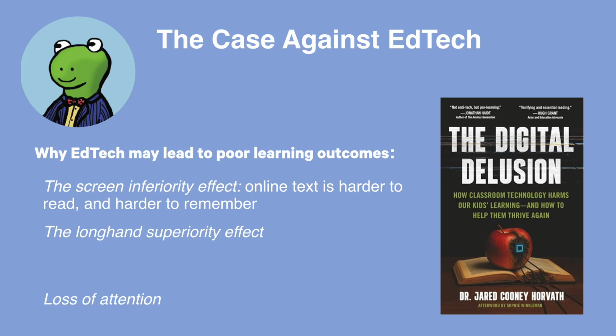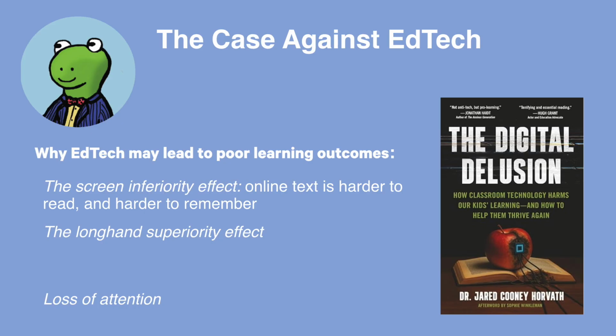Because of the screen inferiority effect, the format of the SAT reading comprehension section had to be changed when the test went online, such that the length of each passage read was reduced from 750 to 75 words.